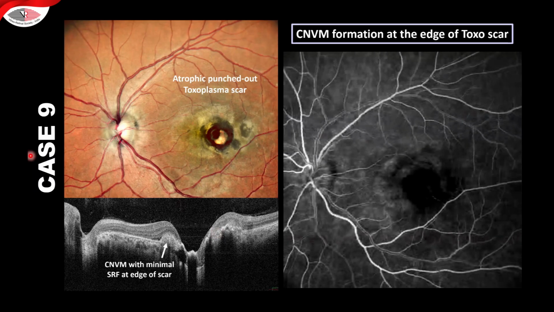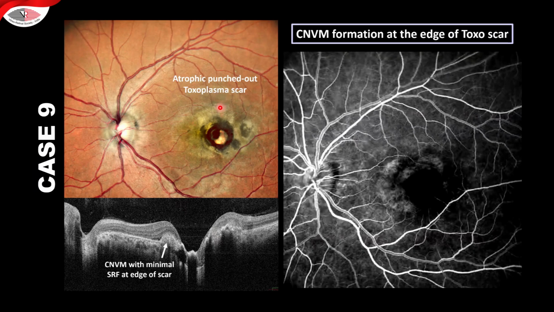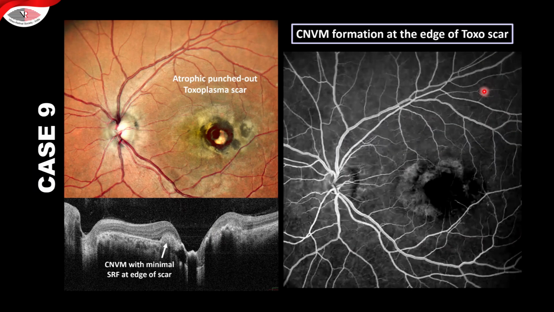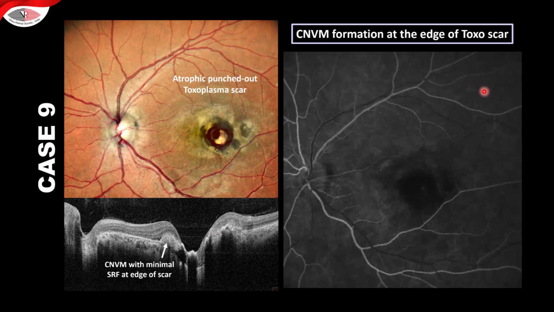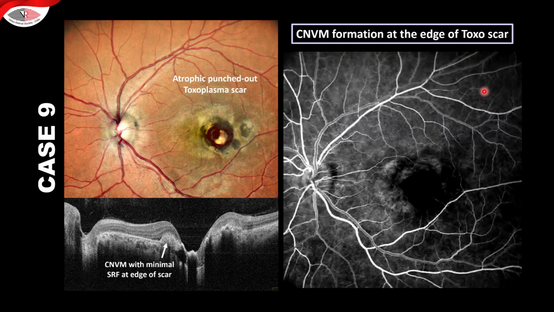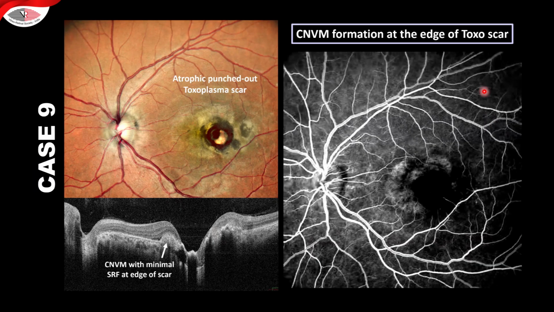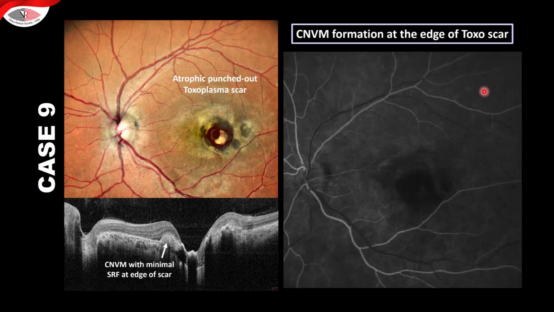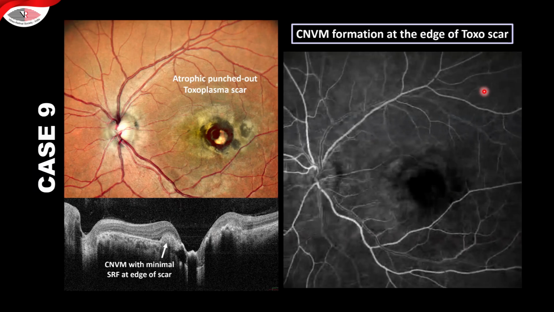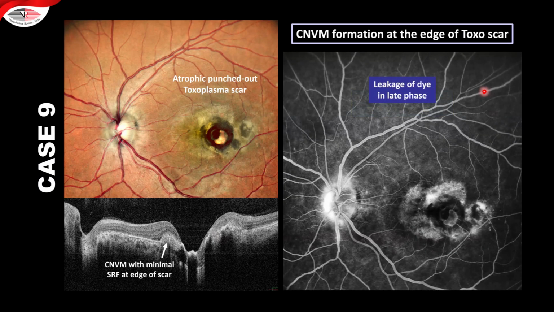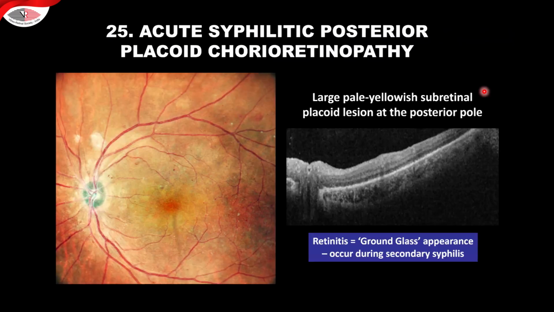Here you see an atrophic punched out toxoplasma scar, which has led to the formation of a secondary subretinal membrane, neovascular membrane. So this is another entity which can form subretinal membranes on the borders of these scars because of a break in the Bruch's membrane. And so they need to be treated with anti-VEGFs because the toxoplasma lesion is inactive, but the activity is coming because of the membrane which has formed in this area. You can see here how the phase progresses and the activity is seen much better.